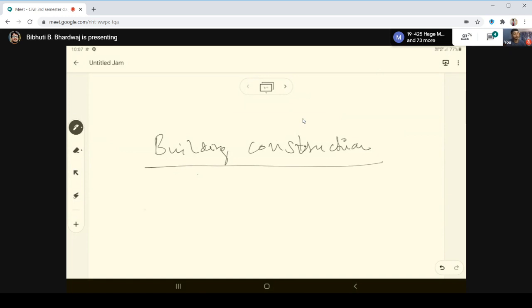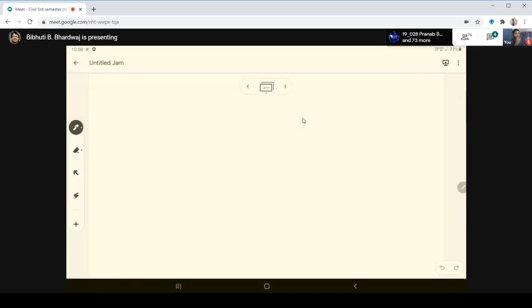Okay, the first module, Module 1, is about introduction, where we will be learning functional requirements of a building and different types, Assam type house, and different classifications as per NBC. So let's start with the first one. Functional requirement of a building.